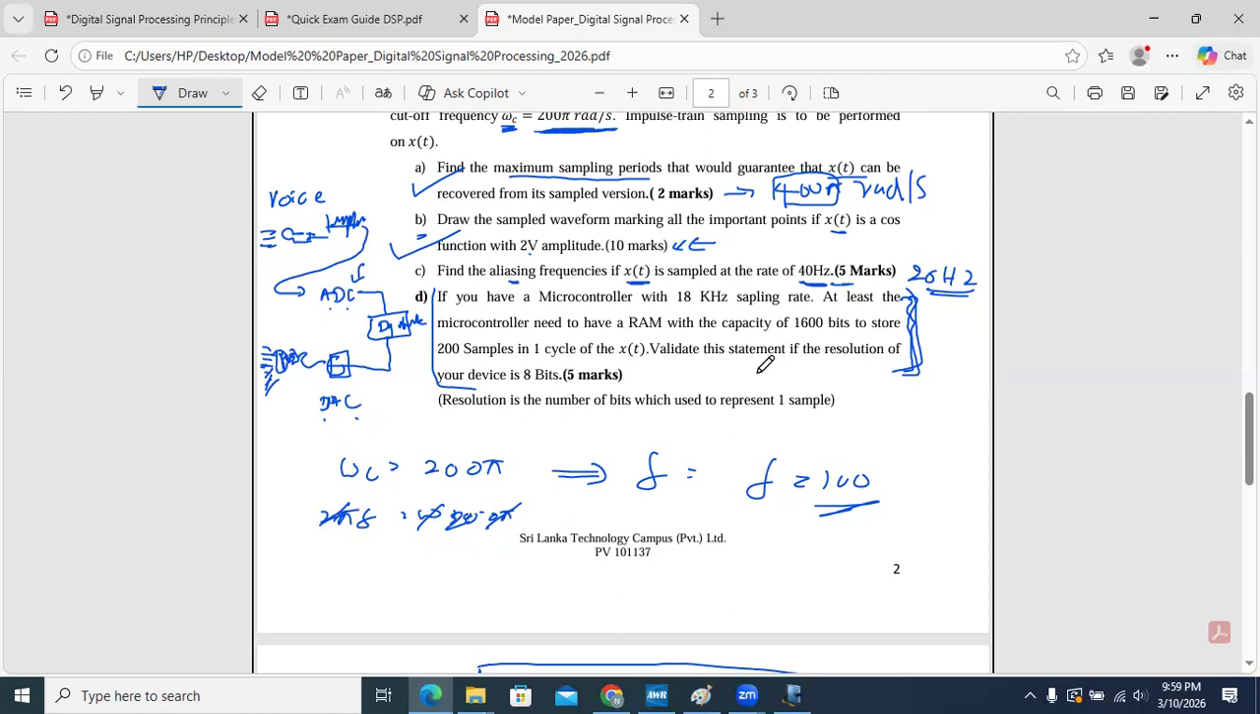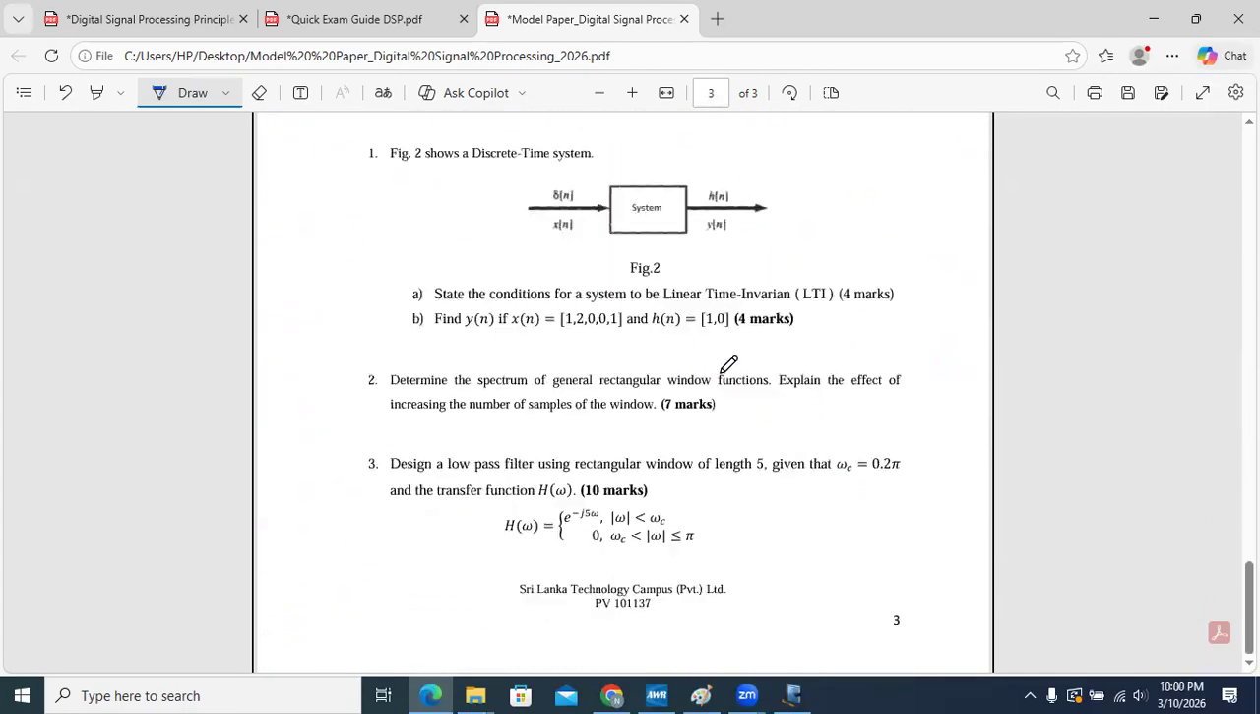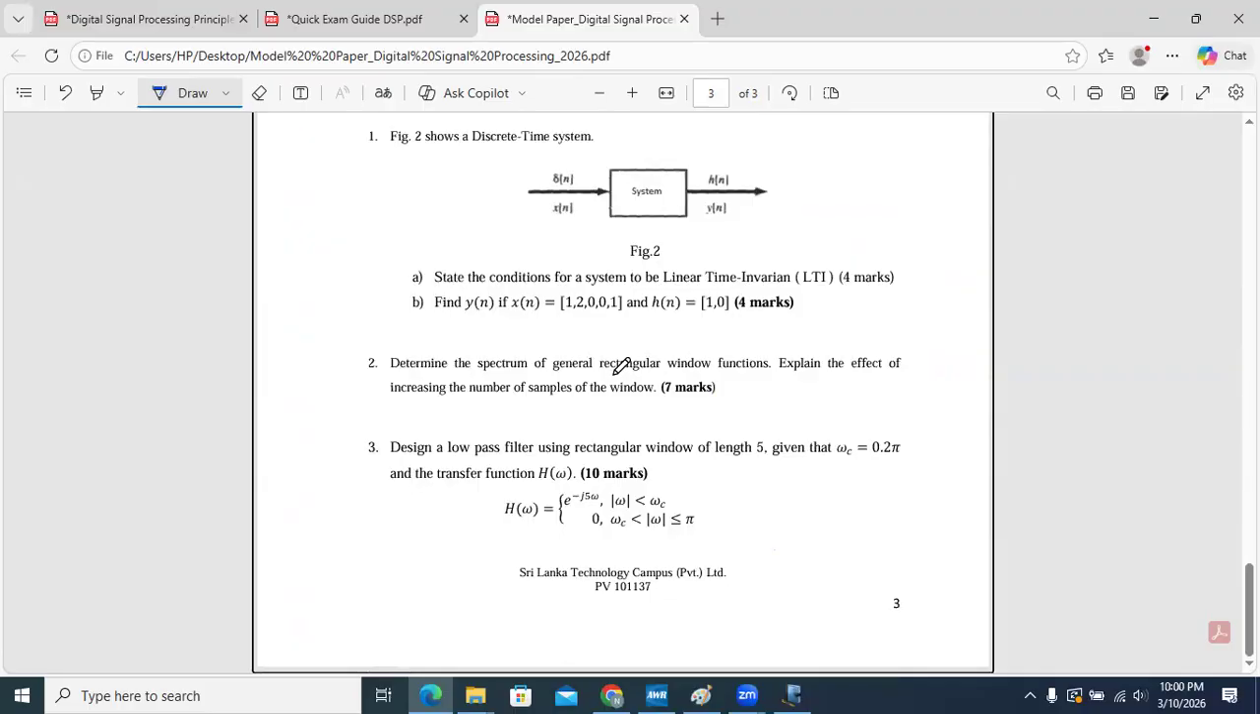Just try to understand this concept, then you can do that one also. So that is sampling. What you need to do: first you should draw the continuous signal, then calculate the sampling time, then mark the samples, then using t = nTs you can write the equation for the sampled signal. You will be given the sinusoidal signal only.